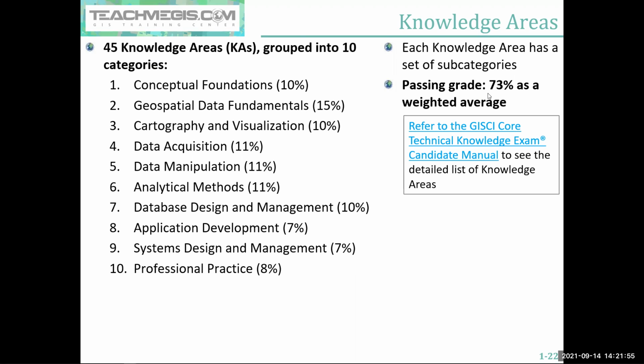73% as a weighted average is a passing grade. Very important to note, 72.9 is not a passing grade, okay? They don't round. It used to be you had to get a 75 to pass, but now they've changed it to 73, but they don't round at all, okay? So it's got to be 73.0 or higher.